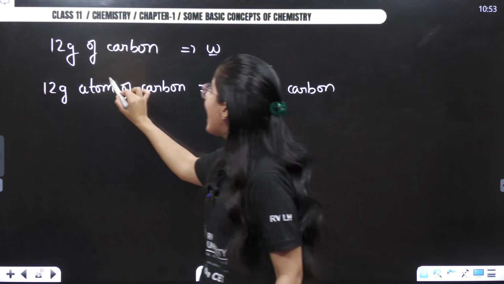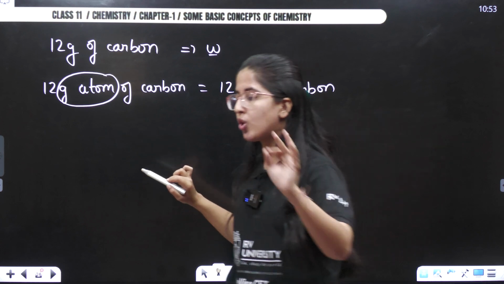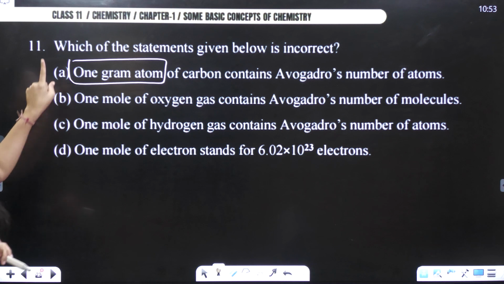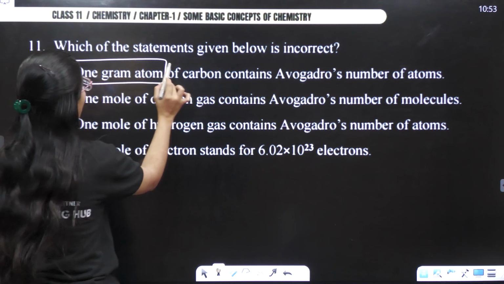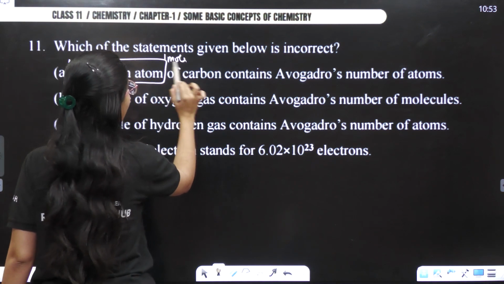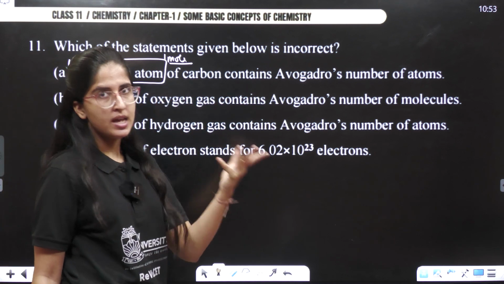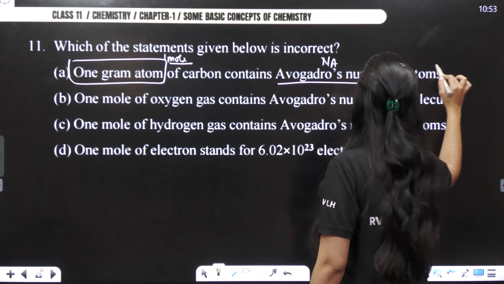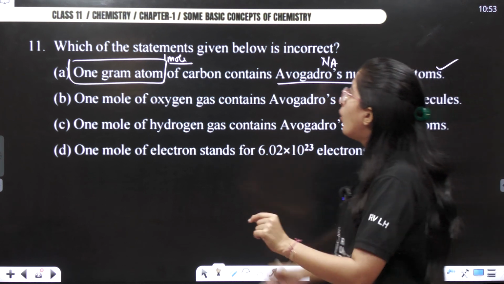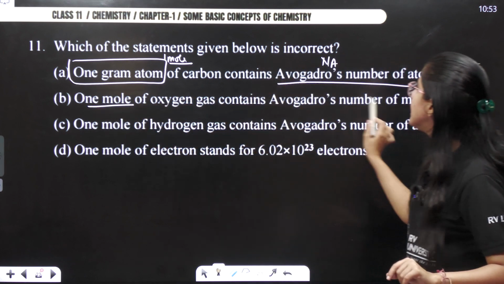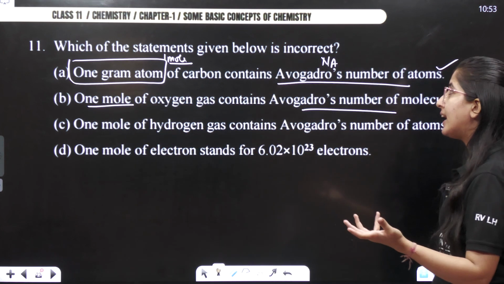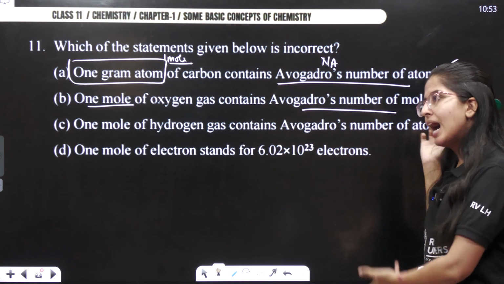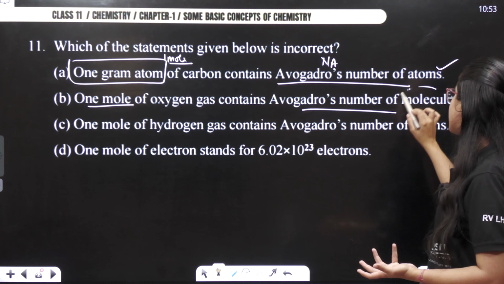Understood? So the gram atom defines about your mole. Understood? So now here, carefully get it here. 1 gram atom is nothing but 1 mole of carbon atoms contains Avogadro's number of atoms. That is true. 1 mole of any atom will contain Avogadro's number of atoms. True statement. 1 mole of oxygen gas contains Avogadro's number of molecules. That is also true, because 1 mole of oxygen molecule will be equal to Avogadro's number of molecules itself.